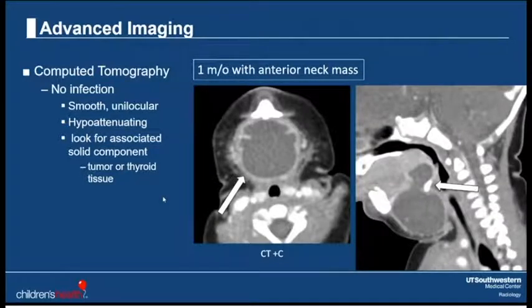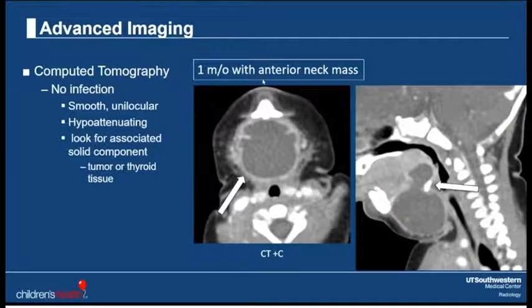Computed tomography can be used certainly for atypical presentations. Thyroglossal duct cysts are uncommon in the very young. If there's no infection, we look for smooth unilocular margins, hypoattenuating, and we also always want to look for that solid component, although quite rare in children.